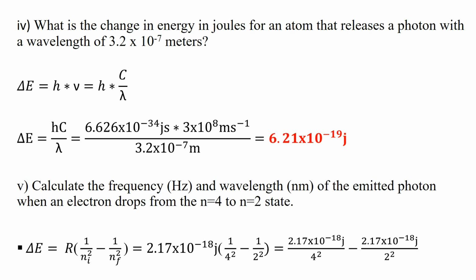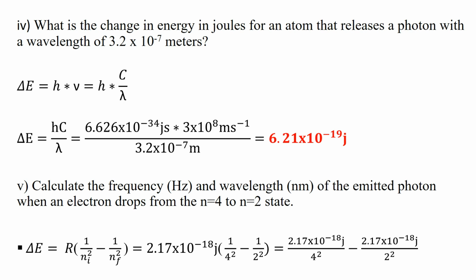Moving to sub-question number 4. It is asking to calculate the change in energy. What is the change in energy in joules for an atom that releases a photon with a wavelength of 3.2 times 10 to the power negative 7 meters? We know the formula for the change of energy, which is equal to the Planck constant times the speed of light divided by the wavelength. Replacing each of the parameters in the equation by its value, we get 6.21 times 10 to the power negative 19 joules.